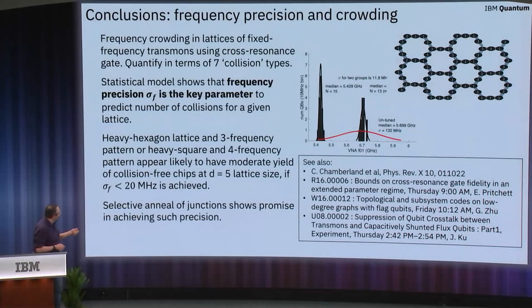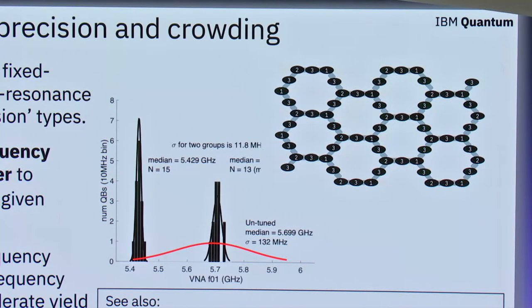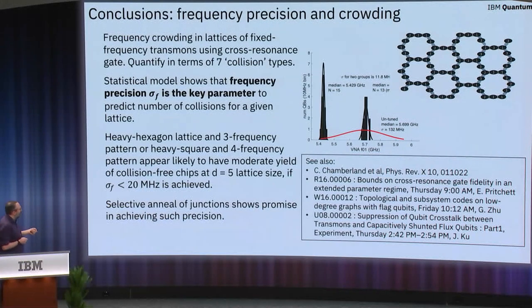We're able to demonstrate statistically that these alternate heavy hexagon type lattices with a three-frequency pattern are much superior to a square lattice in evading the frequency crowding problem. But we need a good precision of setting the qubit frequencies in order to make use of that. And we started to try a technique of selective anneal of the junctions in the transmons in order to achieve desired qubit frequencies.